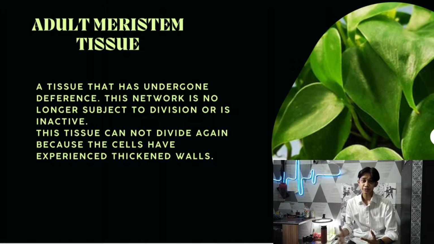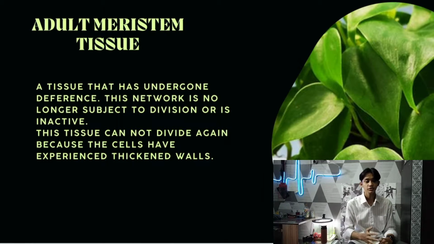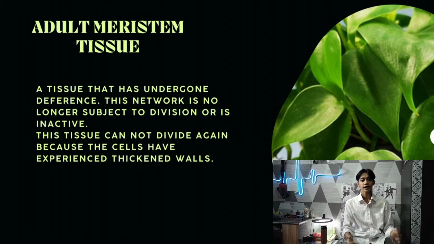The next, adult meristem tissue, a tissue that has undergone differentiation. This tissue is no longer subject to division or is inactive. This tissue cannot divide again because the cells have experienced thickened walls.